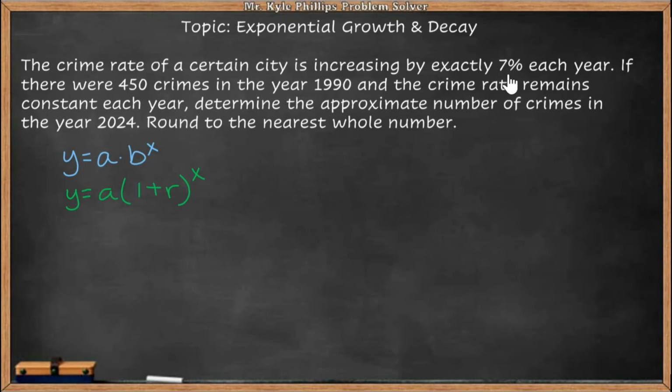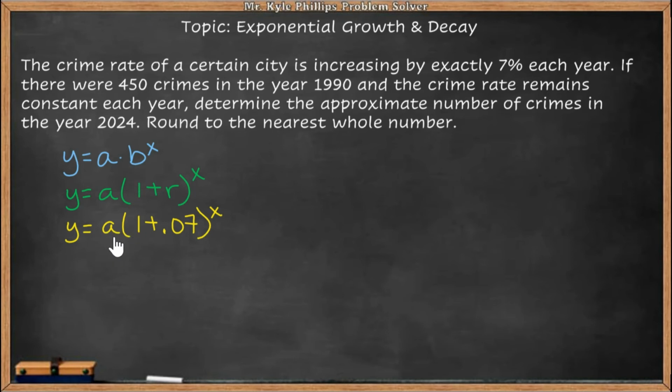Because they're giving us a growth rate, we're going to use this formula, because r is the rate as a decimal. So if I'm growing by 7%, I want to know what that is as a decimal. This would be y equals a times 1 plus 0.07, raised to the x. So our growth factor now is 1.07, the same as what you would see for b right here.